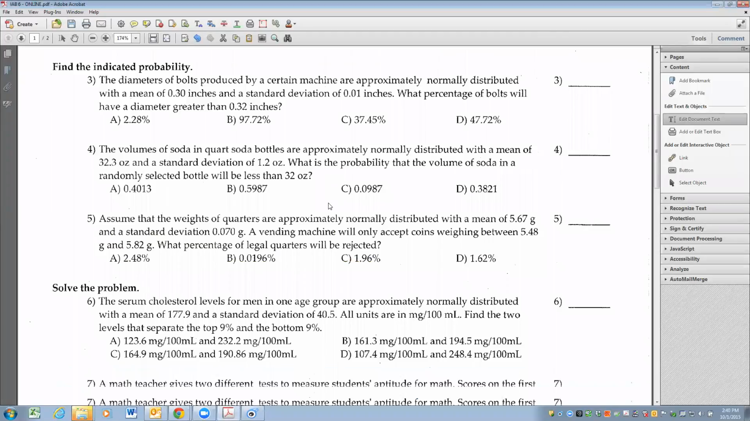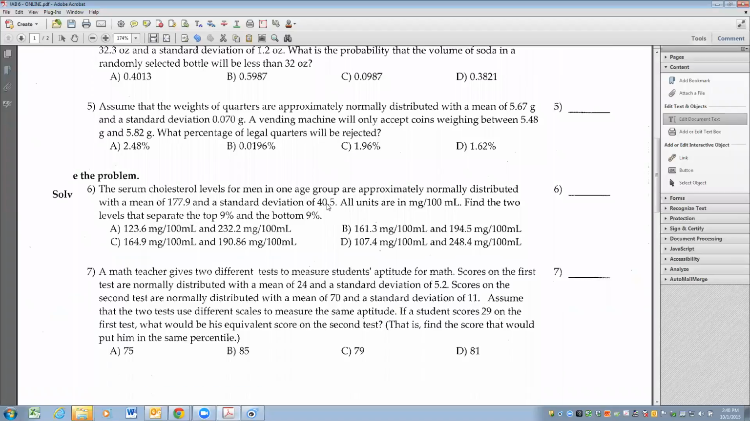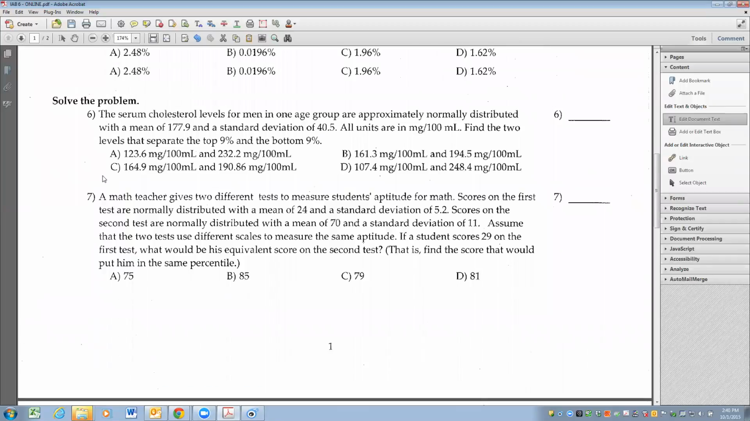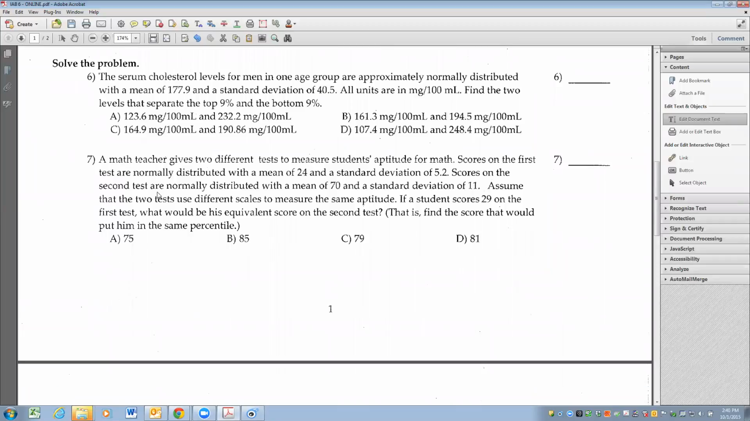The next couple are similar to what we did with finding the z-score and then converting that to a value that goes with a particular problem. I do want to give a hint on 6 and 7 and work another example like both of those in this video.